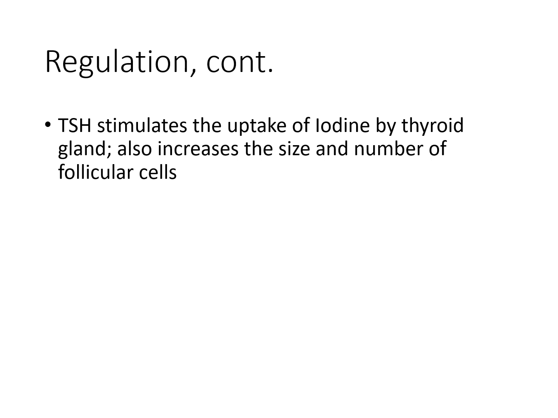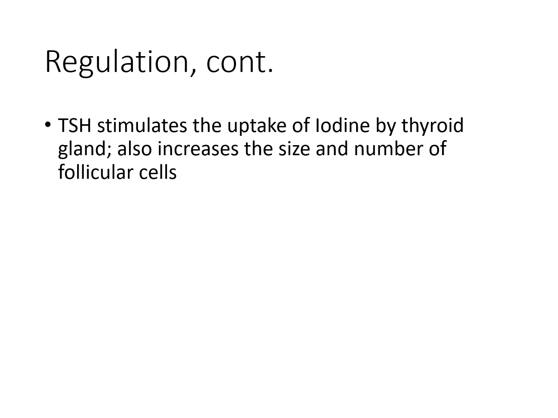TSH, like we mentioned earlier, plays a crucial role in regulating the function and structure of the thyroid gland. One of its primary actions is to stimulate the thyroid gland to uptake iodine from the bloodstream. Iodine is an essential element required for the synthesis of thyroid hormones T3 and T4. In addition to promoting iodine uptake, TSH also increases both the size and number of follicular cells in the thyroid gland. This process is called thyroid hypertrophy and hyperplasia.